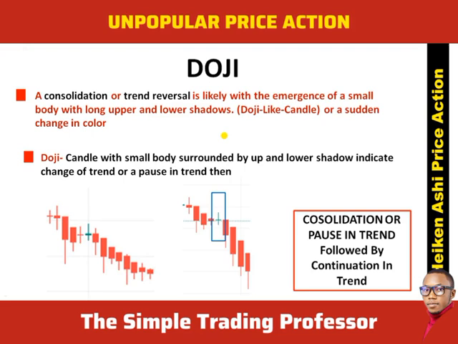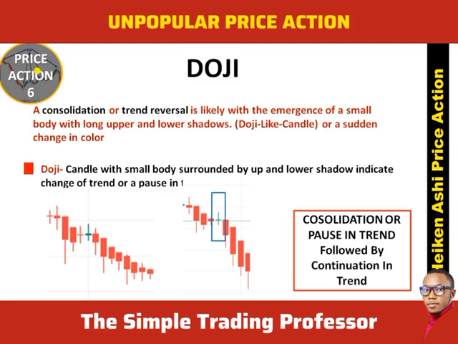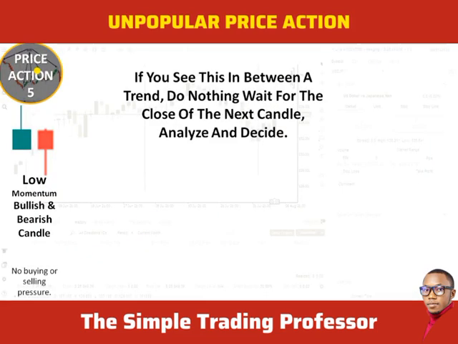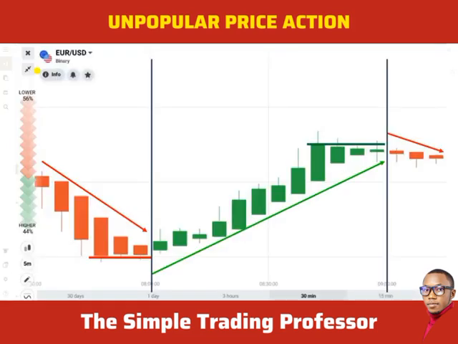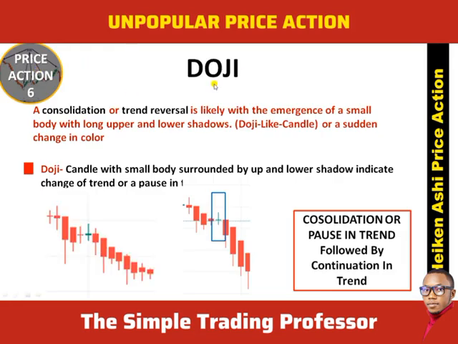Now, price action principle number 6 is a doji candle. What is a doji candle? A doji is a candle where the open and the close are at the same price. It has a wick on top and a wick underneath. So it shows consolidation or reversal.